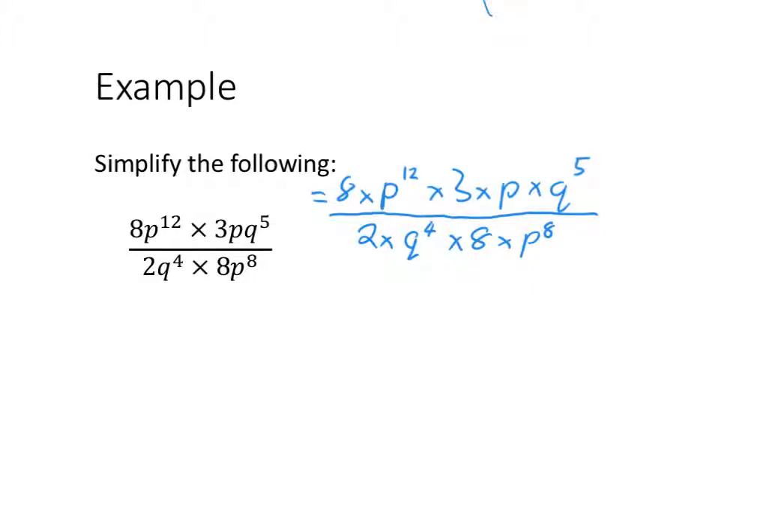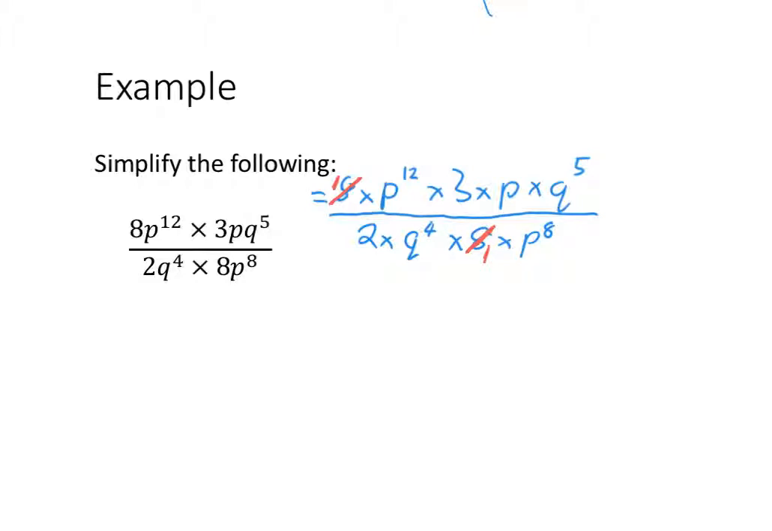Now my next step is to go through and cancel any common factors in my numerator and my denominator. So having a look at my numbers, I've got an 8 in my numerator and an 8 in the denominator. So I can start by cancelling both of those out and replacing them with a 1. Now that leaves me with a 3 and a 2, which I can't do anything with. So I can move on and have a look at my variables. And I've got p's and I've got q's. So I need to go and have a look and see if I can cancel any p's and q's.